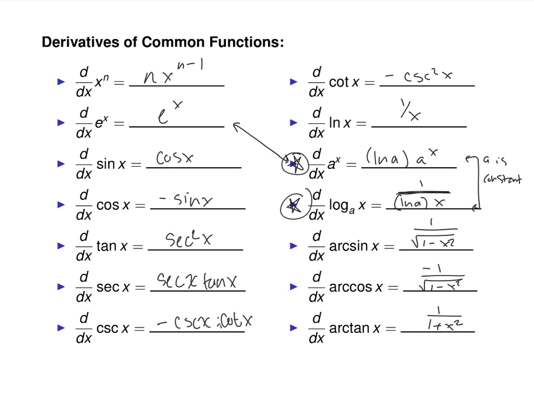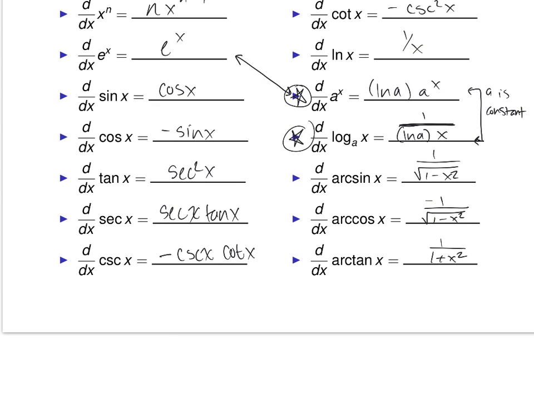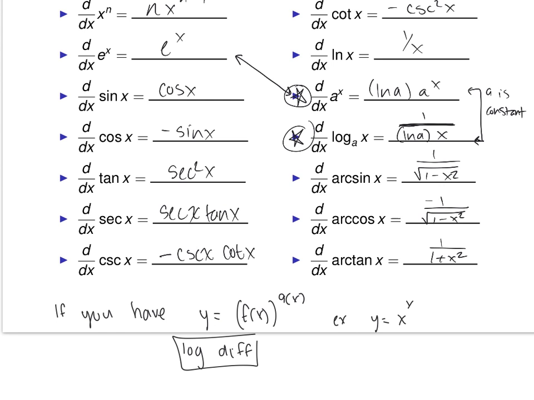Okay. And I guess this is one thing that you could add to the list because it's something you're going to have to know. If you have a function to another function, you see variables in both places, remember that? So for example, y equals x to the x, okay? Then you have to use log differentiation. That's where you log both sides so you can pull the power down. We'll do an example of that, but there's no rule if there's a variable in both the base and the power. So the rule that you pointed out, Jimmy, is when the base is a constant.